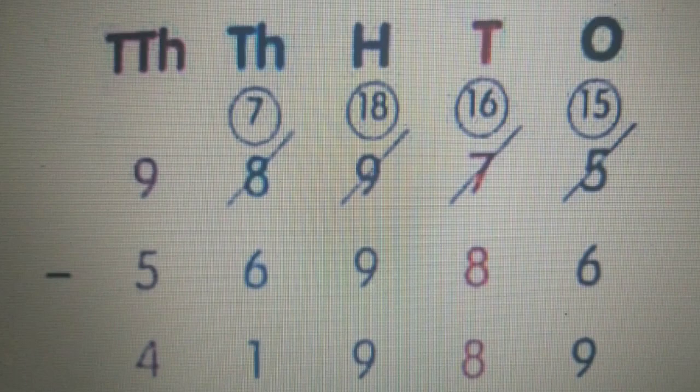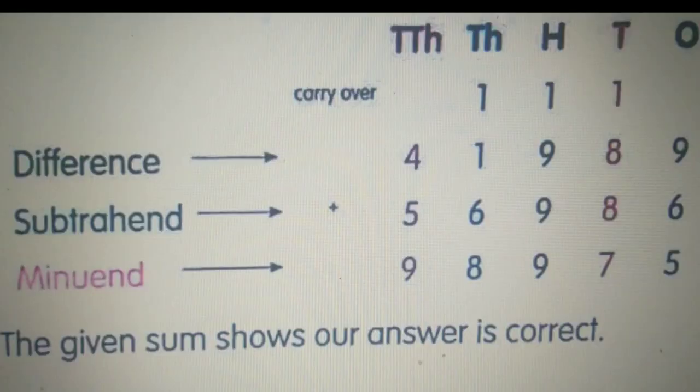Now the next step is that you have to check whether your answer is correct or not. For this, you have to add this difference of 41,989 to the subtrahend, that is 56,986, so that you will get the answer as the minuend. If your answer matches the minuend, your sum is correct, otherwise you have made some mistake. So let's check. First of all, again as usual, arrange the digits in columns. Your difference here is 41,989 and your subtrahend is 56,986.